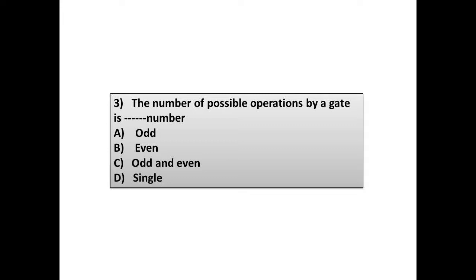Question number 3. The number of possible operations by a gate is dash number. A. Odd. B. Even. C. Odd and even. D. Single. Question number 4. The inclusive gate is: A. OR gate. B. AND gate. C. NOT gate. D. NAND gate.